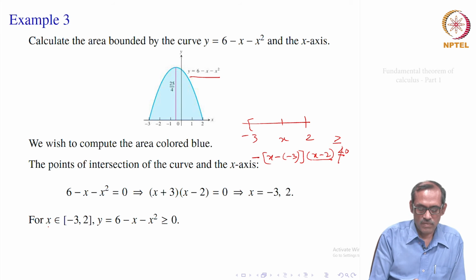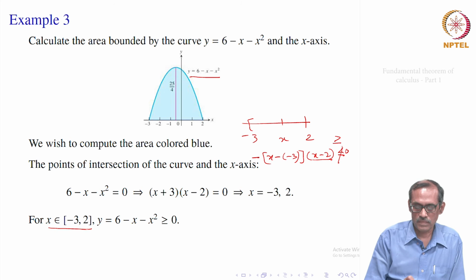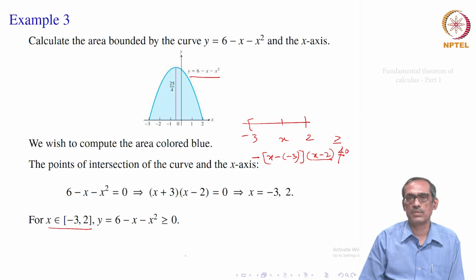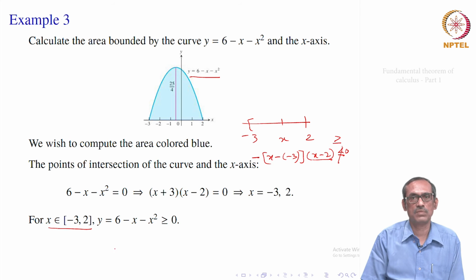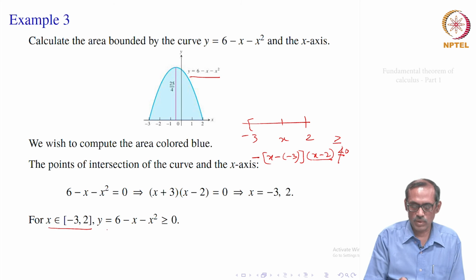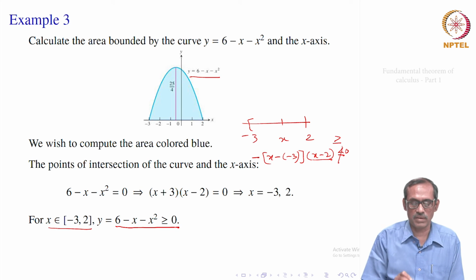That means, for any x inside the interval minus 3 to 2, 6 minus x square is greater than or equal to 0. Of course, it is greater than 0 if x belongs to the open interval minus 3 to 2, except the points minus 3 and 2. At those points it is equal to 0. So we write 6 minus x square is greater than or equal to 0 for any x in minus 3 to 2. That means the curve lies above the x axis, and when you take the region bounded by this x axis, automatically that area becomes positive if you compute the definite integral.